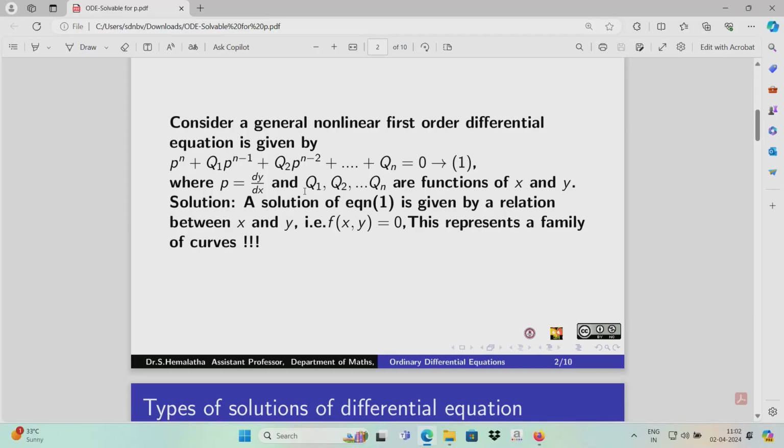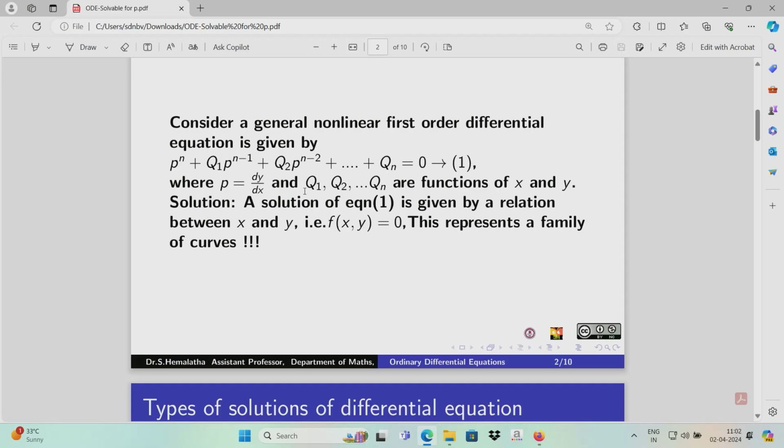In this session we are going to learn about solving ordinary differential equations of first order but higher degree, that is non-linear, where the degree is more than one. A general non-linear first order differential equation is given in this manner, where n stands for the power of p, which is dy by dx, the differential term, and here x is the independent variable and y, depending on x, is the dependent variable.